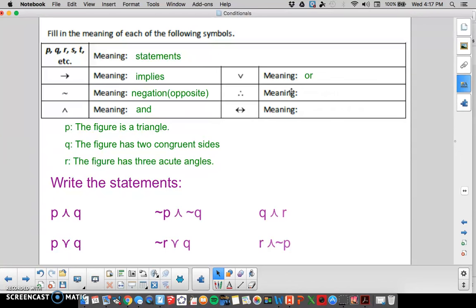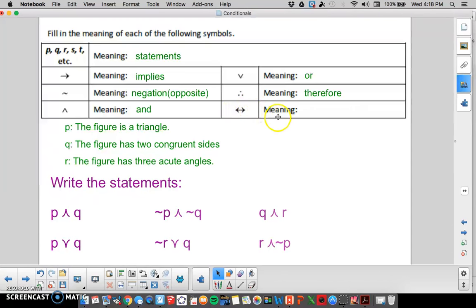The little V, the little upside down top hat, is "or." So notice the difference. We have the top hat, and the valley means "or." The little 3 dots means "therefore." So when we're writing proofs in shorthand, we might see those 3 dots meaning "therefore."